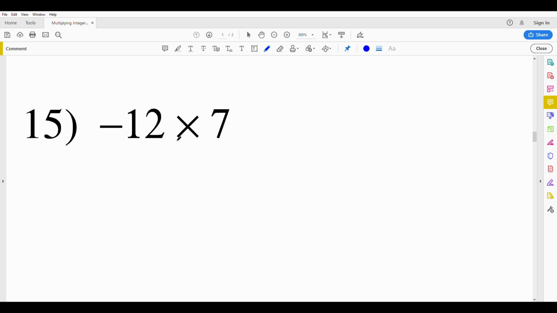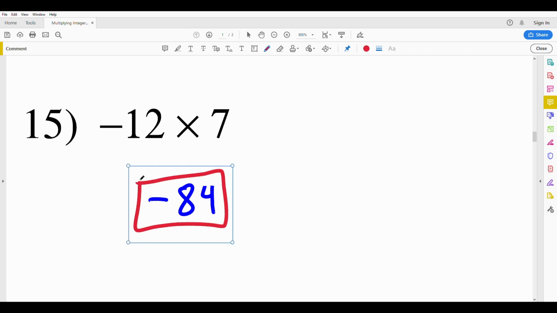Now, in number 15, we have a negative 12 times a positive 7. Negative times a positive, that's going to be a negative. So now, 12 times 7, that's 84. So negative 84 is our solution in number 15. On to number 16.